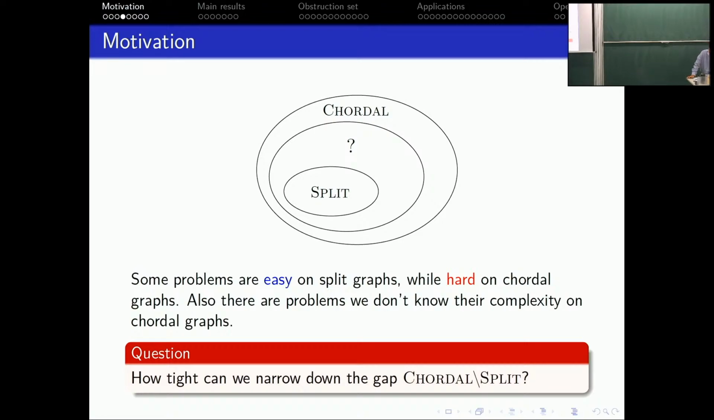The motivation basically comes from computational complexity. Some problems are easy on split graphs while hard on chordal graphs. Also, there are some problems whose complexity on chordal graphs we don't know. Then one question naturally arises: up to which subclass can we ensure that a problem remains easy, or on which subclass can we show that a problem is hard, so that we can investigate its complexity on chordal graphs.